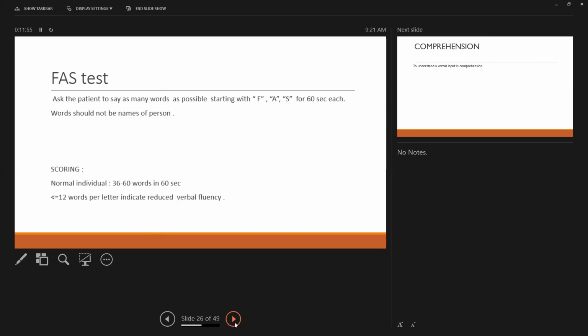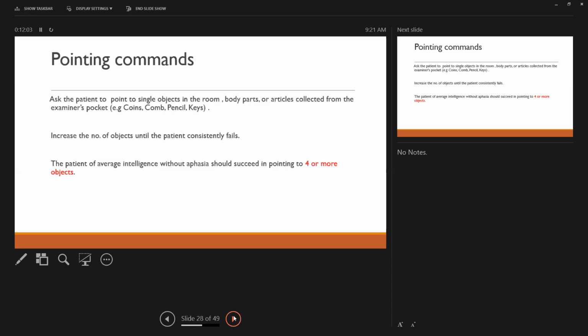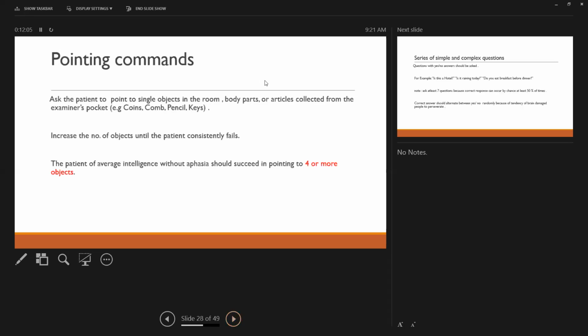Then comprehension. Comprehension is to understand verbal input. So to check comprehension, we have two tests: pointing command and a series of simple and complex questions. In pointing command, we will ask the patient to point to single objects in the room, body parts, or articles collected from the examiner's pocket. For example, we will ask the patient to point towards the fan or the pencil or keys.